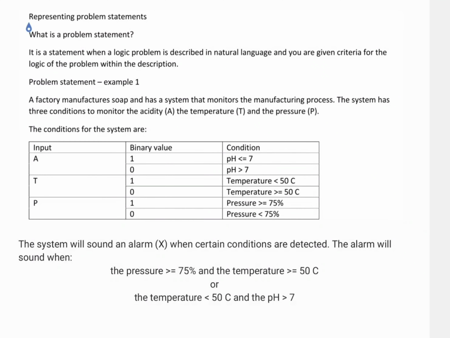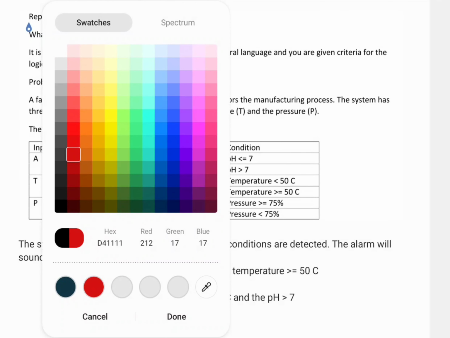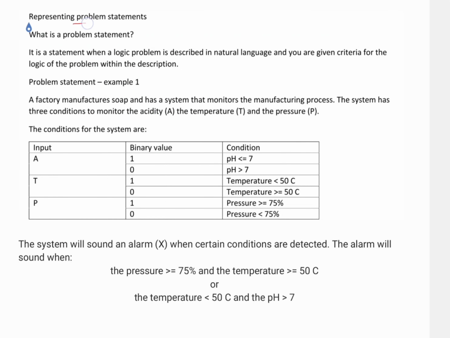Now that you're familiar with the logic gates, the logic expressions, and of course the truth table, let's try and apply this knowledge to certain statements. So, first we are going to understand what is a problem statement. It's a statement where a logic problem is described in natural language. That means it's giving you a situation and then you are given a criteria for the logic of the problem with the description. So let's understand this with the help of an example.